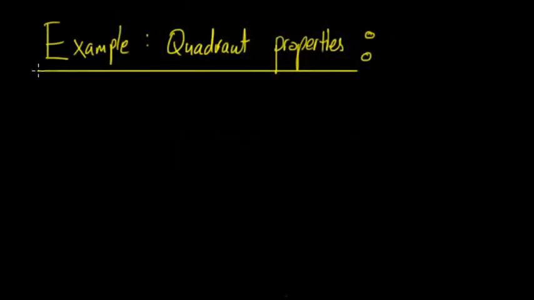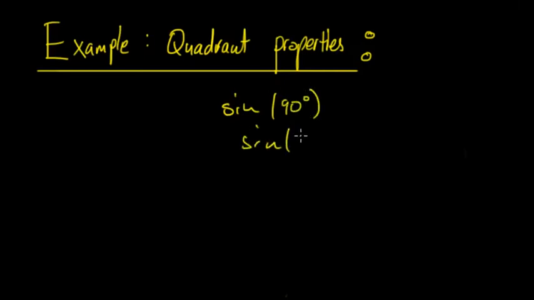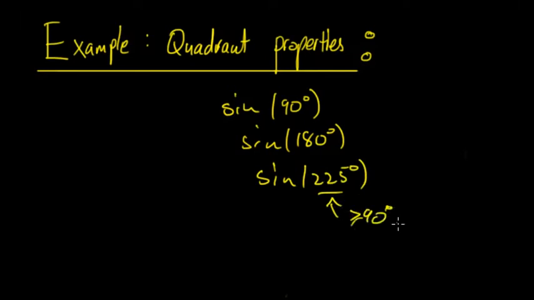In this video, we'll be looking at some examples of quadrant properties with regards to calculating exact values of circular functions, such as sine 90 degrees, which we've already calculated before, but what about sine 180 degrees or sine 225 degrees, when theta is greater than 90 degrees?